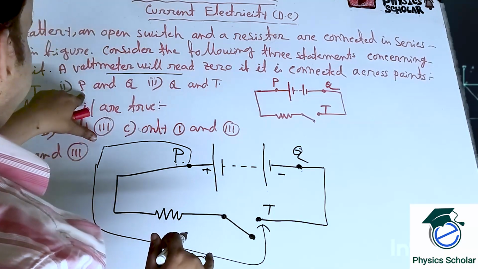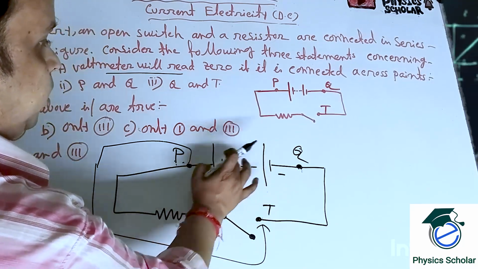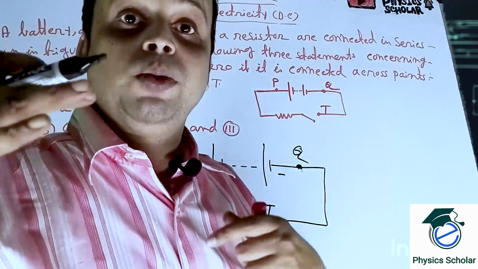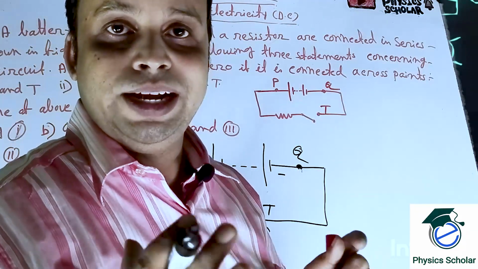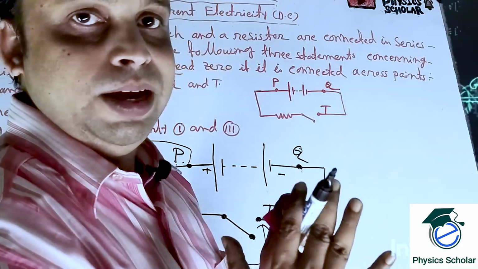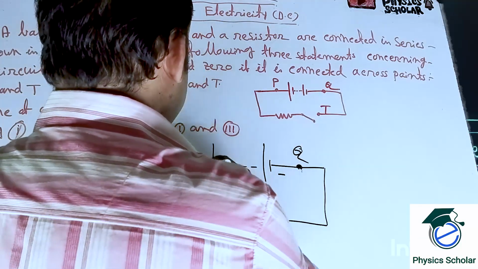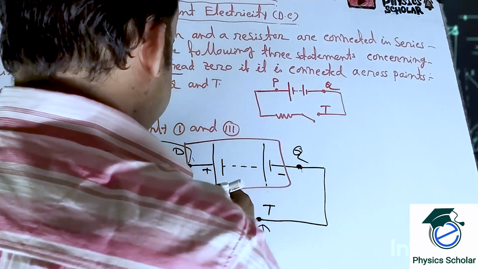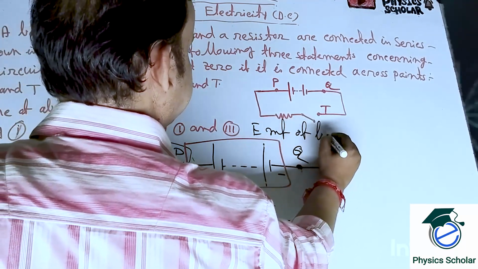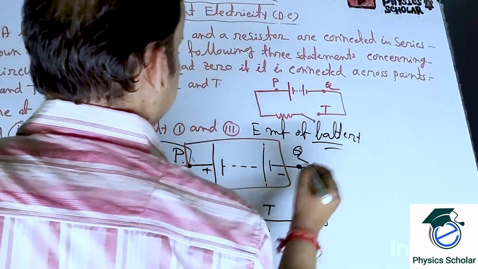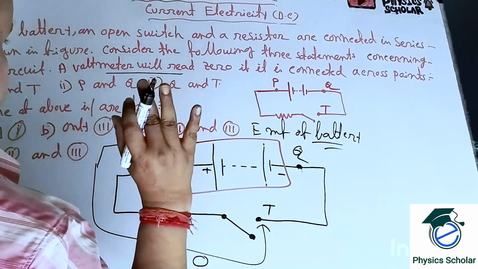Statement 2, P and Q. P and Q means the two terminals of the battery. Even though no current is flowing in the external circuit, it will show the EMF of the battery, which is equal to the voltage. So if the voltmeter is connected between P and Q, it will show the EMF of the battery. The voltage will not be 0.